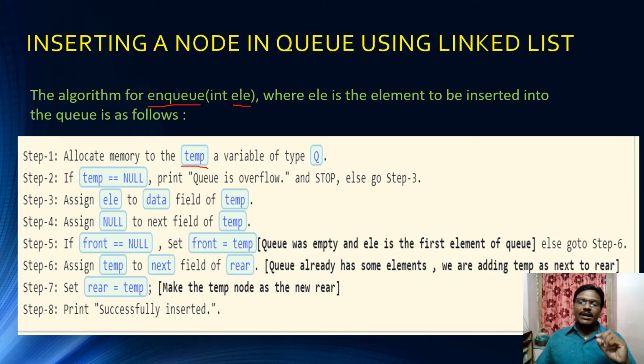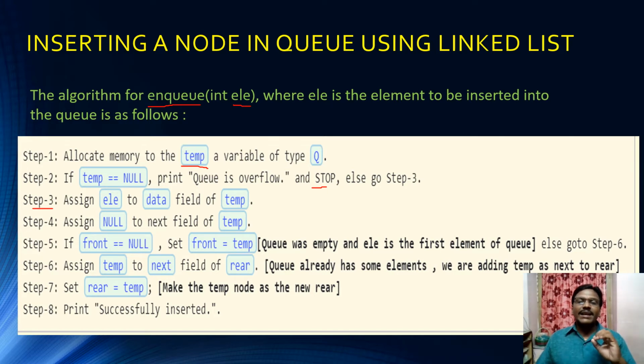It means if you cannot allocate the memory, then temp is null. Otherwise, temp is allocated memory and represents a memory location. So in case you cannot allocate the memory, temp is null. In that case, the queue is full, so insertion is not possible. Simply stop. Otherwise, go to the next step.